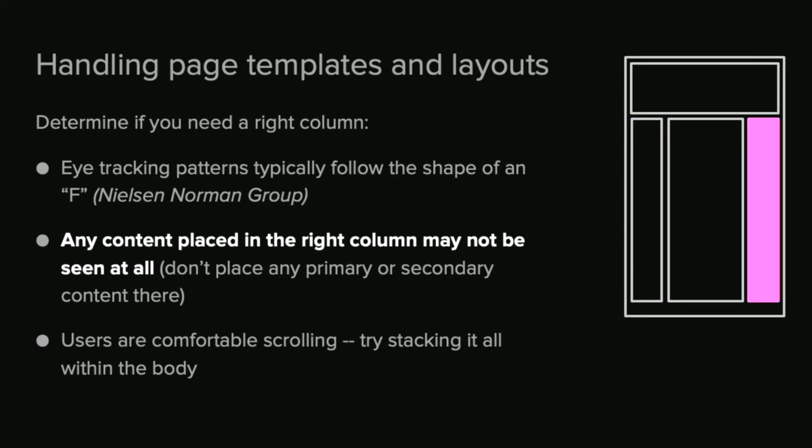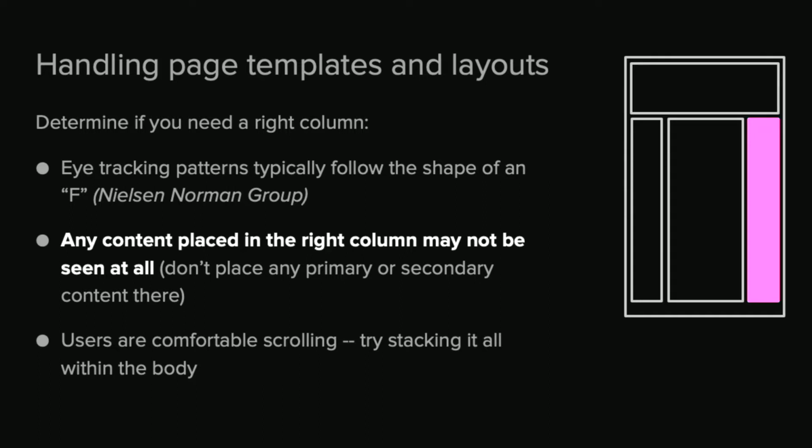You can also determine if you need a right column. So first note that eye tracking patterns typically follow the shape of an F, and this is true for pages written in English and other left to right reading languages. For right to left reading languages, such as Japanese or Arabic, they follow a right to left reading pattern, therefore the F tracking pattern is flipped for them.